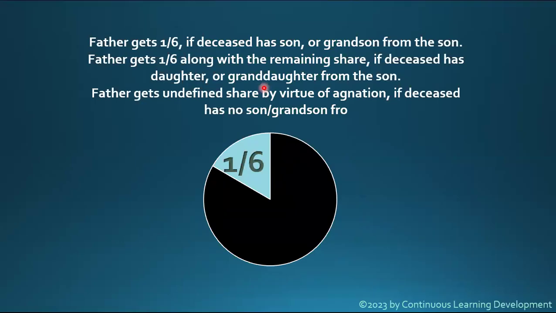The father, he will get a sixth if the deceased has a son, or a grandson from the son. Father gets a sixth along with the remaining share if the deceased has a daughter or a granddaughter from the son. So that's the share of the father. In either case, he will get a sixth, whether the deceased had a son or grandson from the son, or a daughter or a granddaughter. Either case, he gets a sixth.